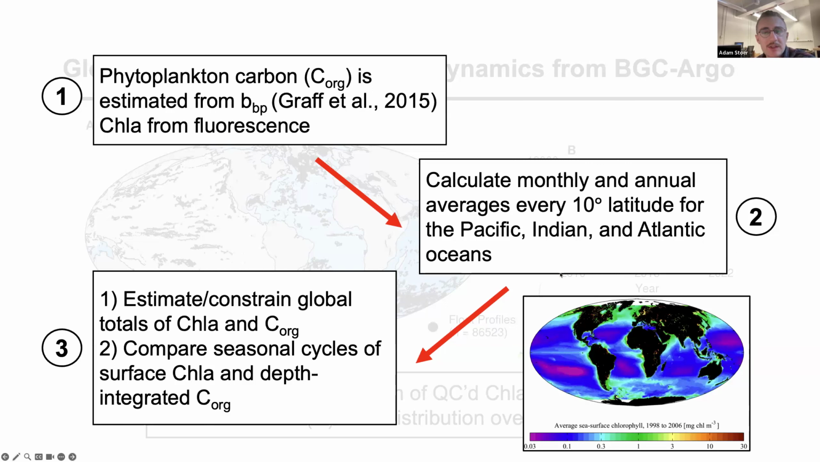From those climatologies, we then try to answer two things. We estimate how much phytoplankton there are on Earth in terms of carbon, as well as the total stock of chlorophyll A in the ocean. And then the second goal was to compare the seasonal cycles in surface chlorophyll A with those of depth integrated carbon, effectively testing the assumption that's commonly made where surface chlorophyll is a proxy for phytoplankton biomass.